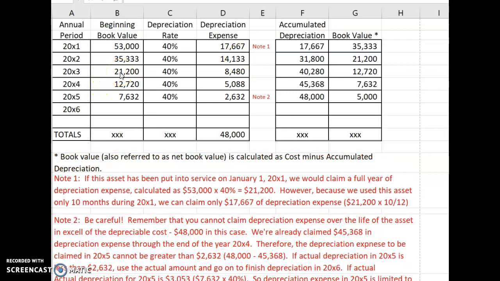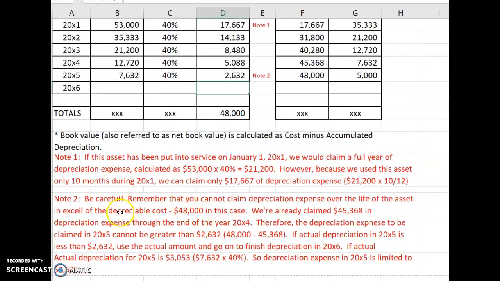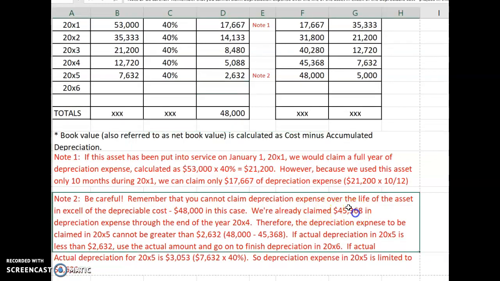So year 3's depreciation expense is the beginning book value coming from here times 40%, or $8,480. Accumulated depreciation grows, book value declines, year X4, year X5, then we have to be careful. We have to be careful about X5's depreciation expense. As explained in this note, we already claimed $45,368 of depreciation expense by the end of X4.